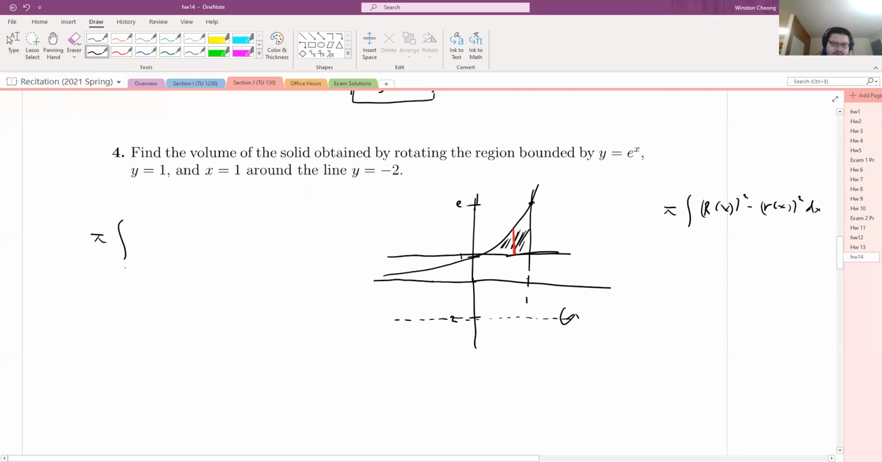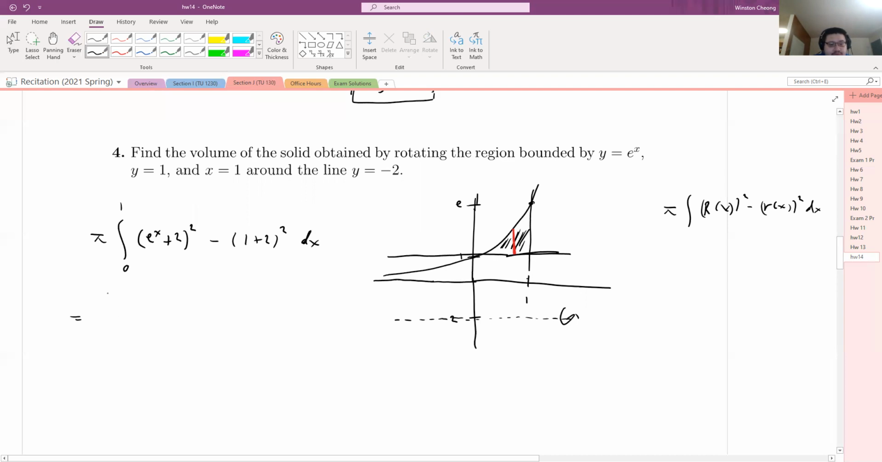So the integral that we would want to set up here is an integral from 0 to 1, and the big radius is going to correspond to this exponential. You would have the exponential as before, but because of this offset, you end up adding an extra distance of 2 to the radius function, and then you square that. So this is the big radius squared, and the small radius squared is, well, normally it would just be the function 1, then we add 2 to that and square it.